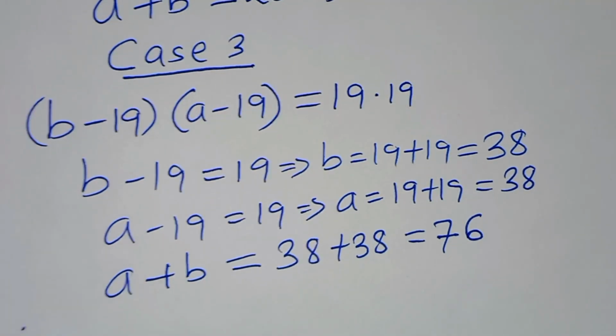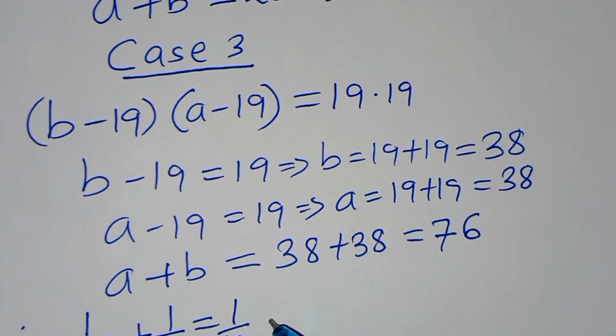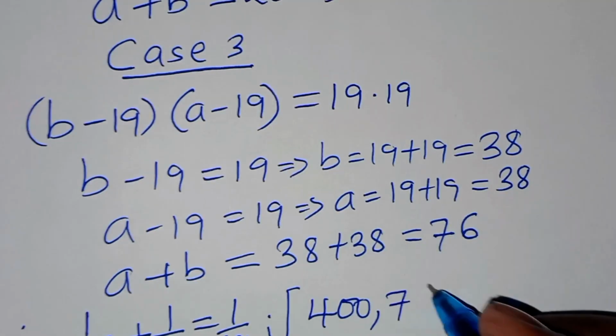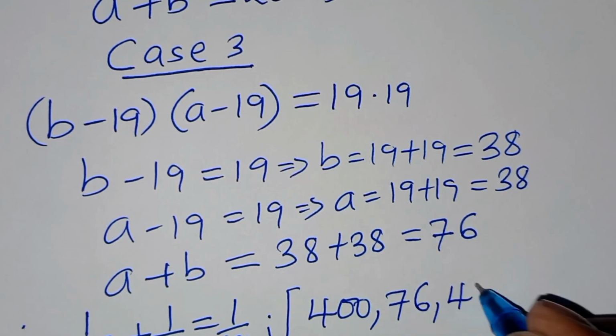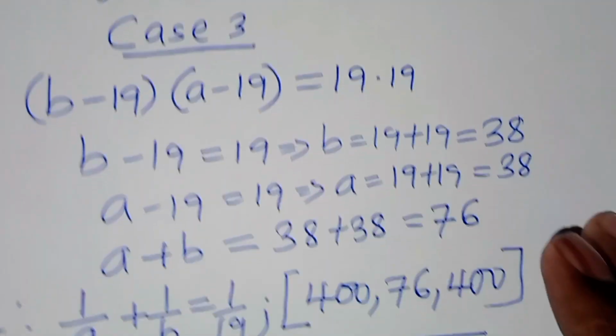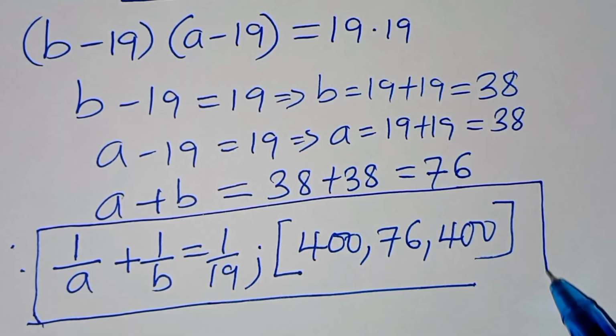Therefore, for 1 over a plus 1 over b equal to 1 over 19, we have the solutions here as 76 and 400. So this is the solution to this algebra problem.